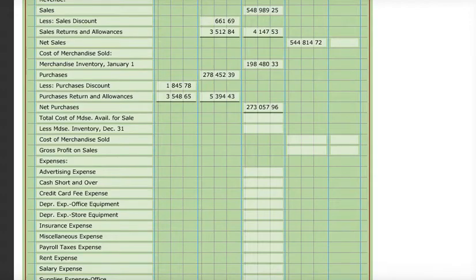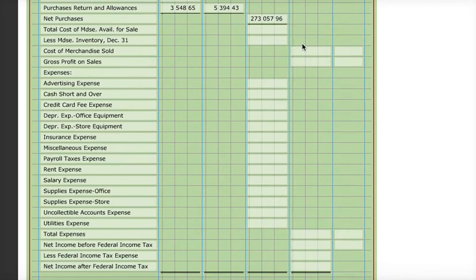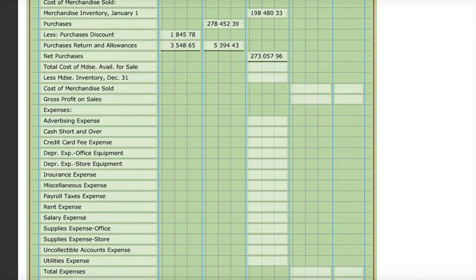I'm going to scroll this down a little bit. Let's see more here. All right. Next step we need to do is total cost of merchandise. Oh, and I went too far because I got to show you where I'm pulling these. I'm going to take my 198,480.33 plus this number to give me my total cost of merchandise available for sale. It is $471,538.29.